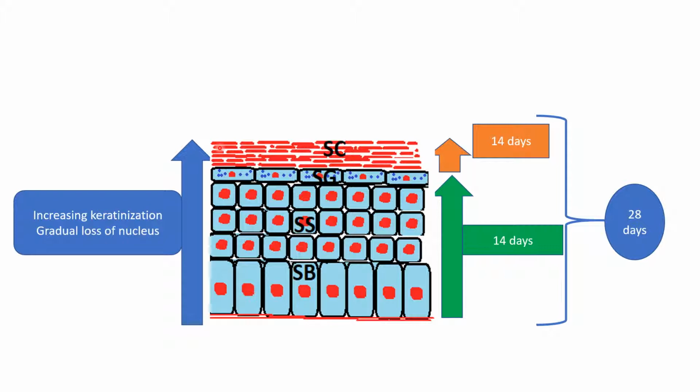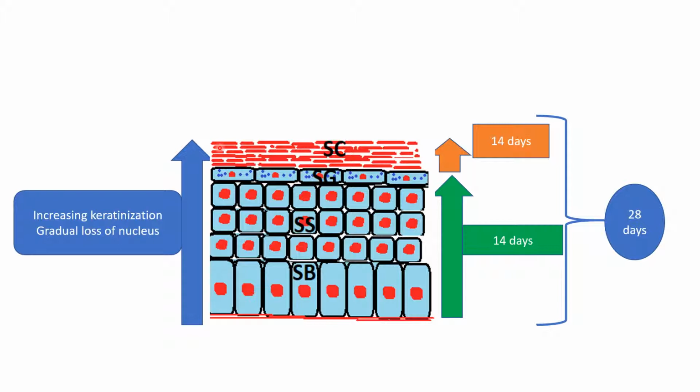Since the cellular functions are more in the lower epidermis, the nucleus is present there. Whereas in stratum corneum, the synthetic functions of the nucleus are no more required, so there is gradual loss of nucleus. We can also see that the cells are gradually flattened as they move up from the stratum basale.